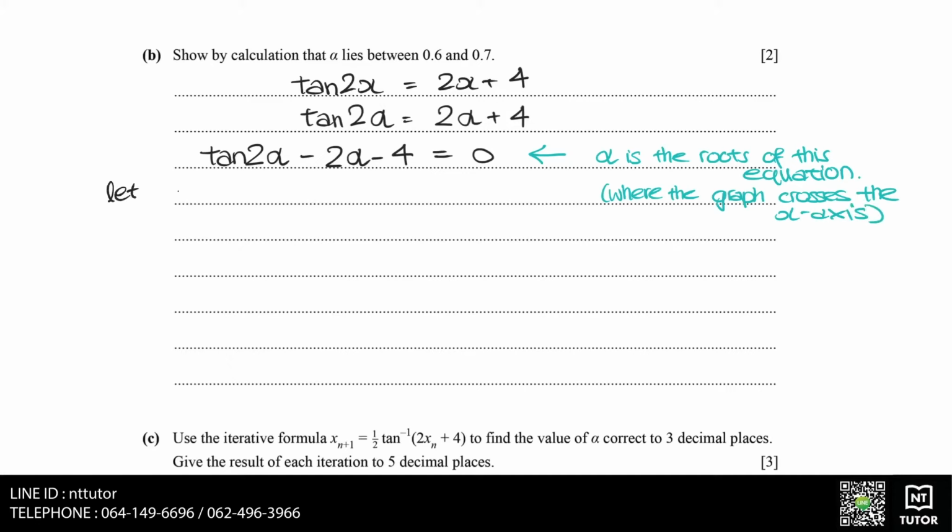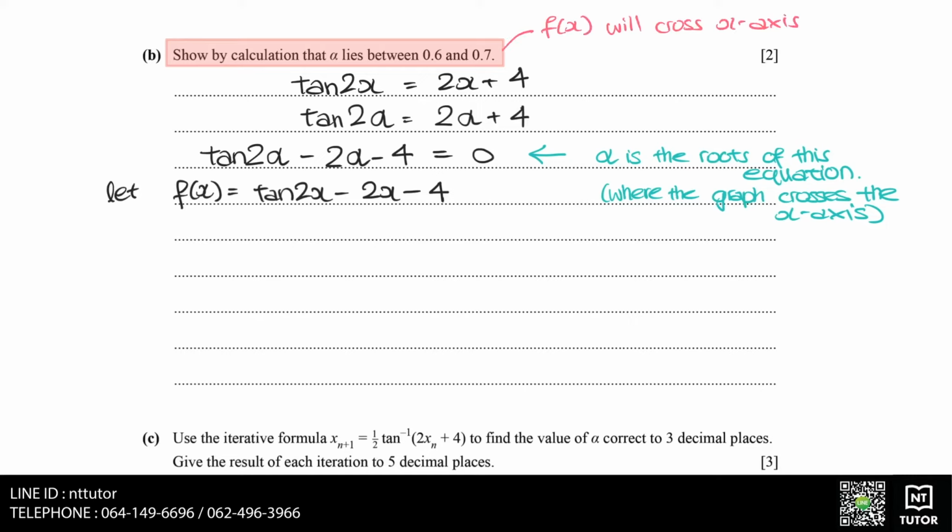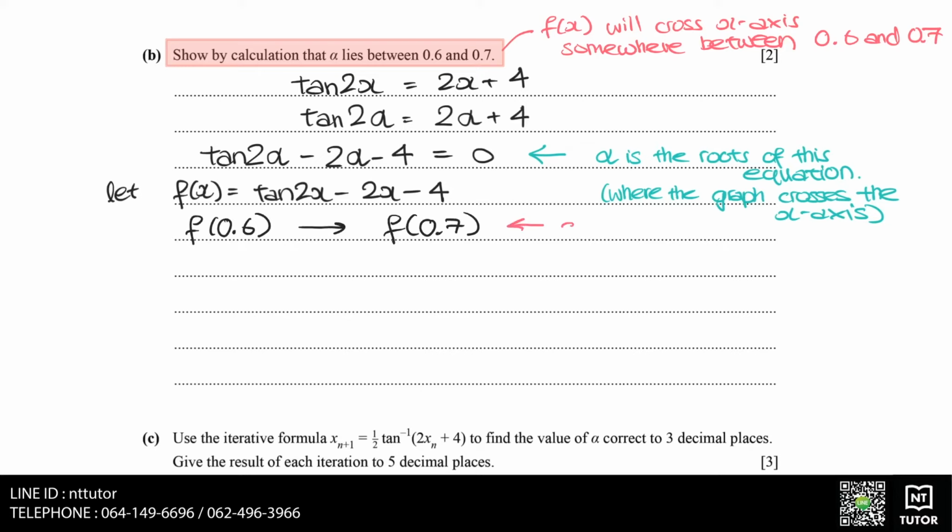So if we let f(x) equal tan 2x minus 2x minus 4, when we want to show by calculation that alpha lies between 0.6 and 0.7, if alpha is the root, then the graph of the function f will cross the x-axis somewhere between 0.6 and 0.7. So you can expect there to be a sign change when you substitute 0.6 and 0.7 into the function. It will go from negative to positive or positive to negative.